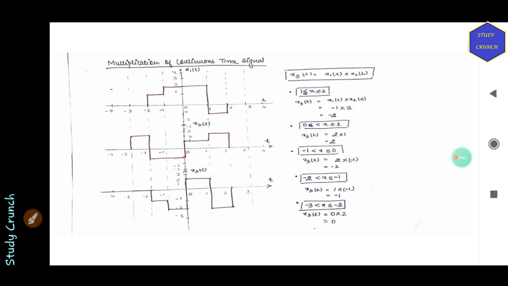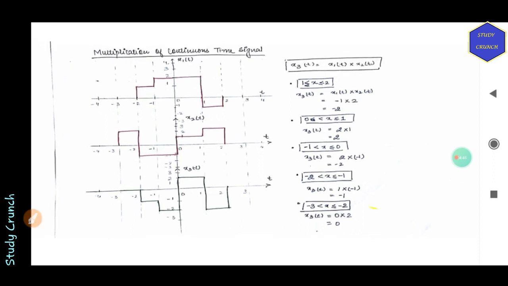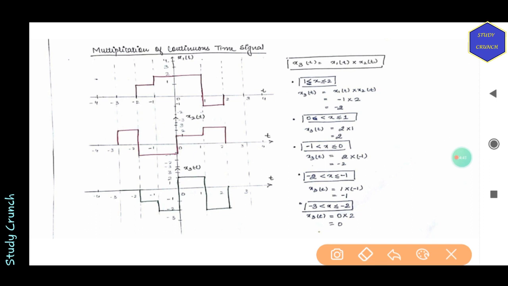Now let's look at the next one which is basically multiplication of signals, which is also quite similar to addition. So we have 0 into 1 will be 0, 1 into -1 will be -1, 2 into -1 will be -2, 2 into 1 will be 2, then -1 into 2 will be -2. So basically this is also the same as addition. Here we are only using the multiplication sign.